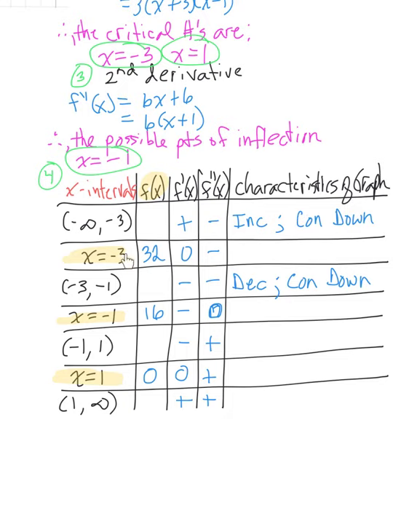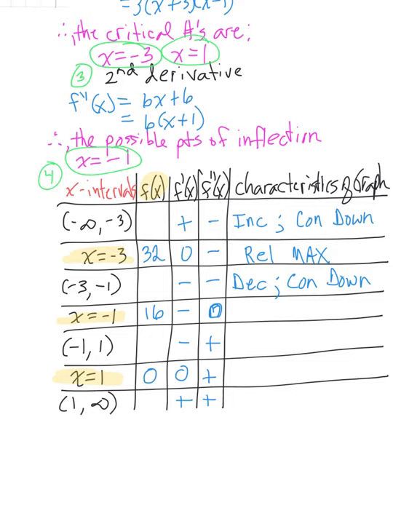And where did I reach the relative max? Right here at this point. So at the point -3, +32, because I went up and down, that's why I know I have a relative max. And you can see that above in the graph.